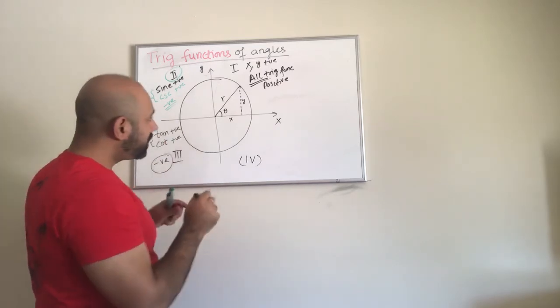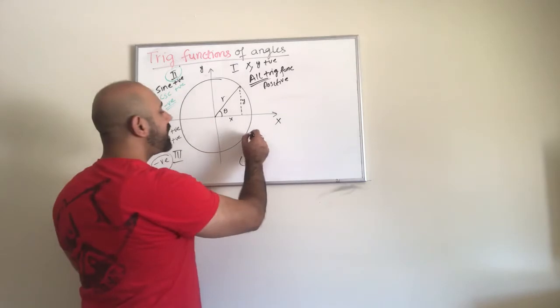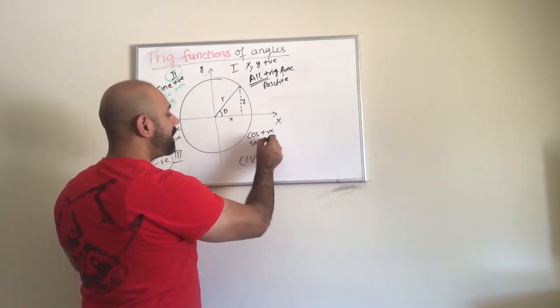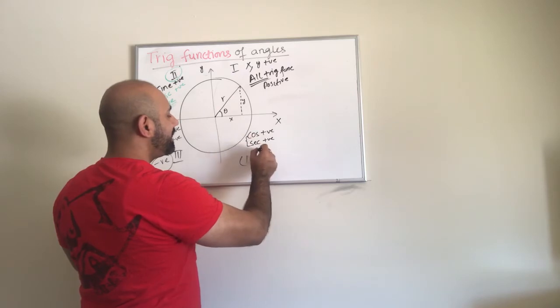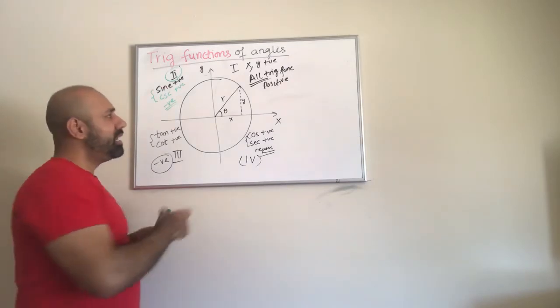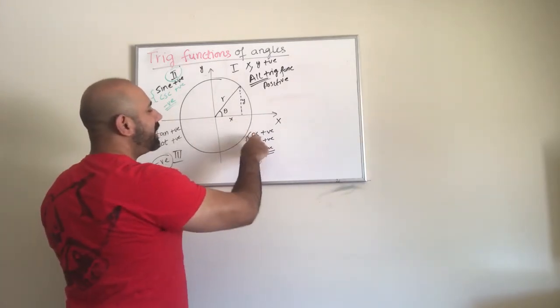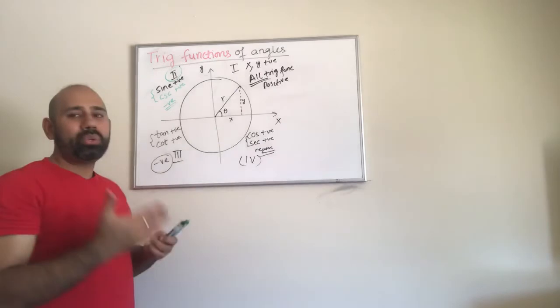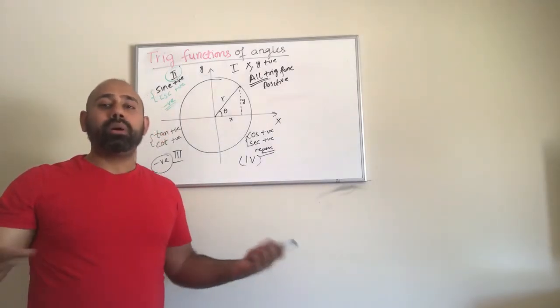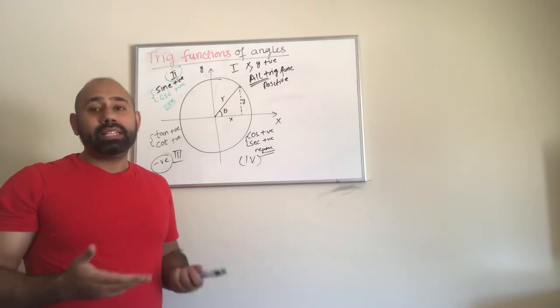And then in the fourth quadrant, guys, only the cosine and its reciprocal secant are positive, and everything else is negative. It is not too difficult to see why this is positive, because here x is positive and r is positive, and cosine has to do with x and r, so that means cosine is positive, and the reciprocal of cosine obviously is going to be positive, and everything else is going to be negative.